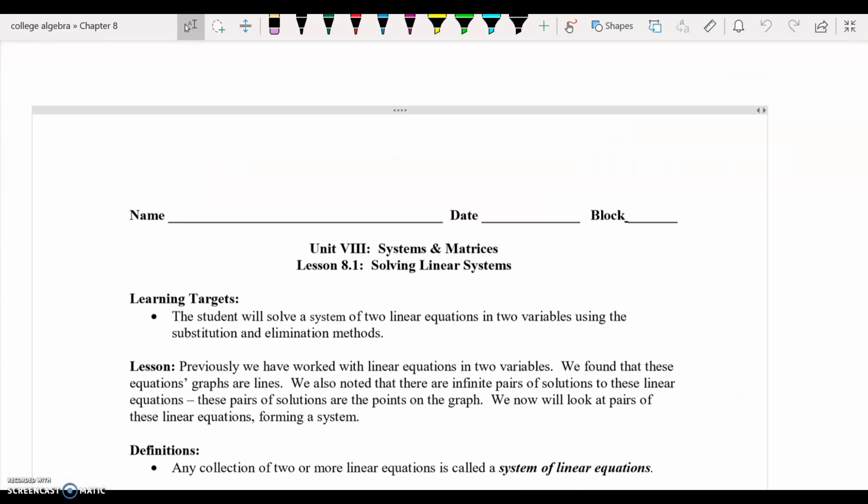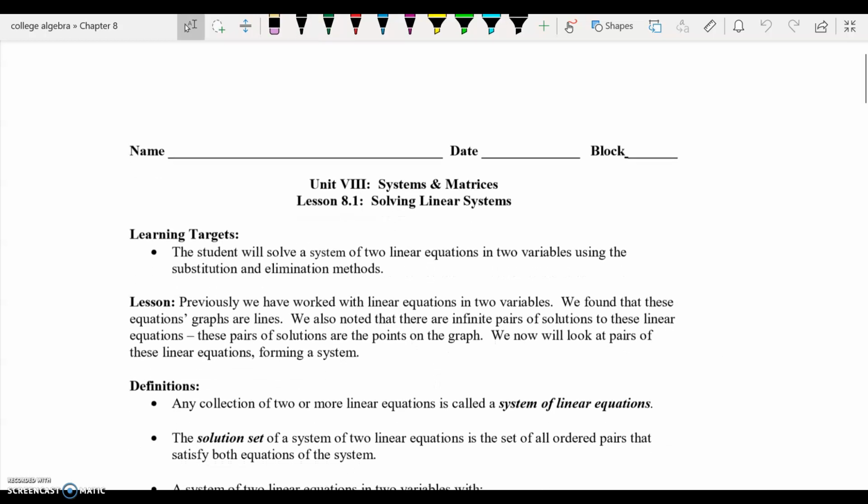Alright, so we're on to our final unit, down the home stretch. Make sure you're getting the Hawks done, staying on track. It'll help you out the most. So today's stuff's 8.1, solving linear systems.